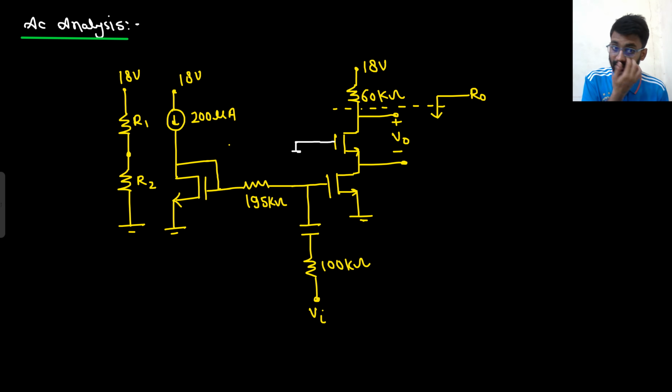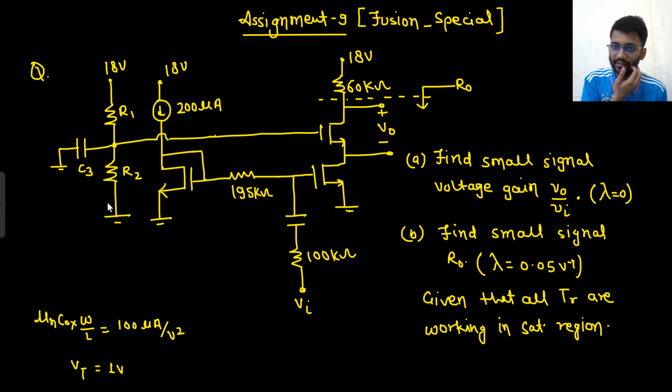Where it was connected, it was connected like this. So basically there is no use of this now, right? Because this node is 0. In AC analysis, this node is 0 and this node is going here. So there is no use of this part now.